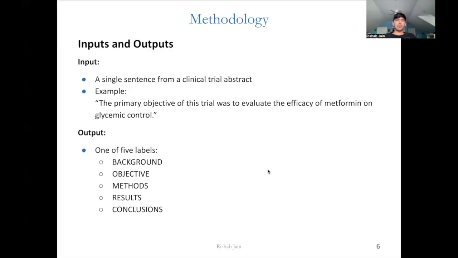The input to the model is a single sentence from a clinical trial abstract. And so, for example, I put in: the primary objective of this trial was to evaluate the efficacy of metformin on glycemic control. And then the output is one of 5 labels, either background, objective, methods, results, or conclusions. So in this example, the output would have been objective.